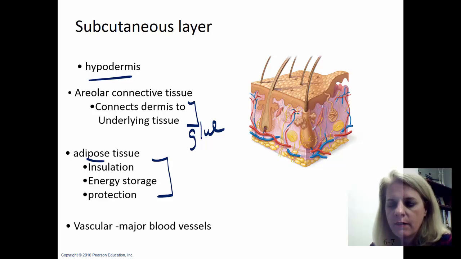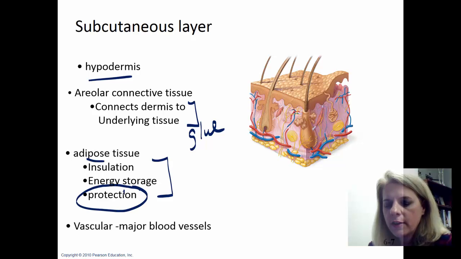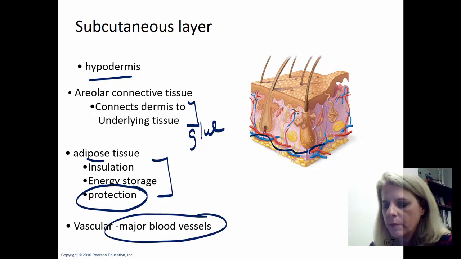Okay, so fat, obviously think about a bear hibernating. They're using that fat to insulate them and store up their energy so they can sleep all winter long. And then of course if you fall, you're going to wish you had some fat pads, right, to help protect you. So fat is very protective. And also your blood vessels are here. Okay, so if you're big, the bigger the blood vessels are going to be in the hypodermis. You have some small ones going up in the dermis, but the bigger ones are in the hypodermis. So if you get a subcutaneous or hypodermic needle, it's going to go in, and the medicine can get down into that blood vessel layer.